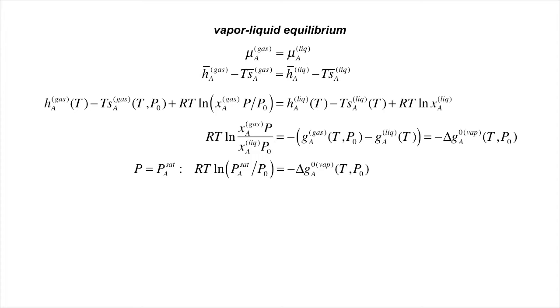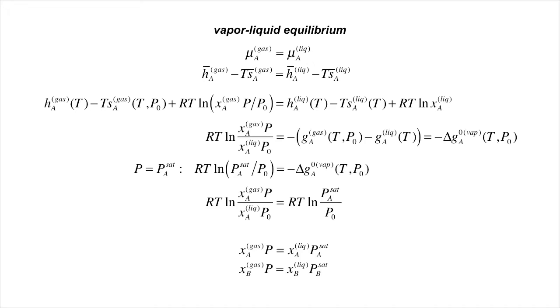In the limit of pure A, where XA equals 1, the pressure will be the saturation pressure of pure A. This allows us to express delta G0 vaporization as minus RT log P sat over P0. Substituting and then eliminating P0, we end up with a much simpler expression shown here. Repeating for species B, we get a similar result. Hopefully in this form you now recognize this as Raoult's law, a commonly used model for vapor-liquid equilibrium involving binary mixtures of like molecules. What does Raoult's law look like on a px diagram?